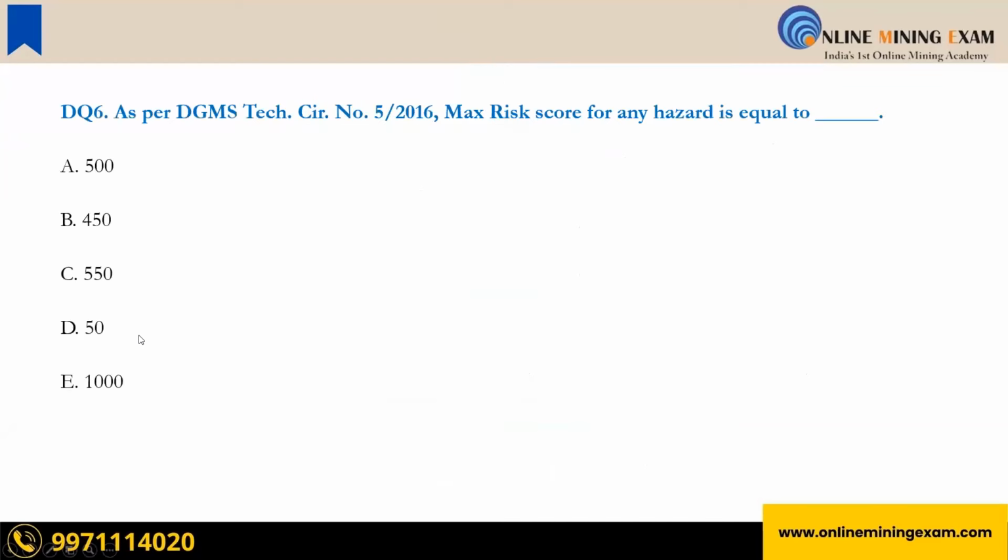Now see how beautifully DGMS has framed one question from this topic. As per DGMS Technical Circular number 5 of 2016, the maximum risk score for any hazard is equal to, now give me the answer. What can be the maximum risk score? What is a risk score? We shall study. But that is why I showed you a small diagram, where I explained that the maximum number for any risk calculated using the multiplication of 3 factors is 500. So most of you have answered it correctly, and of course that is the correct answer.